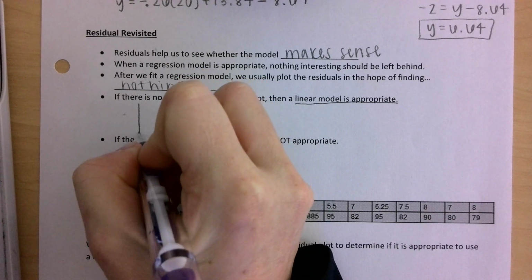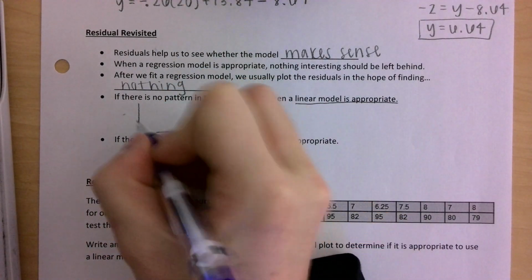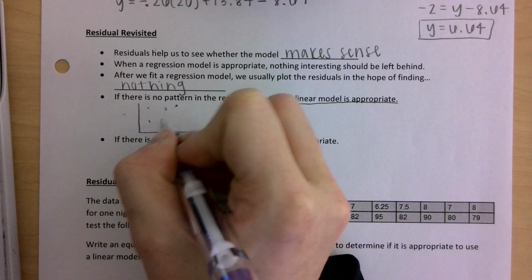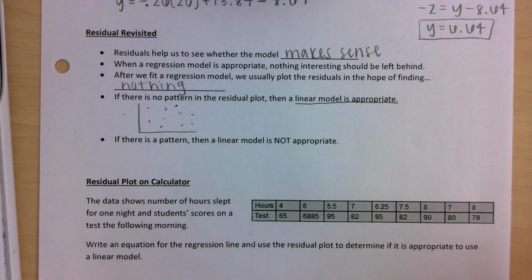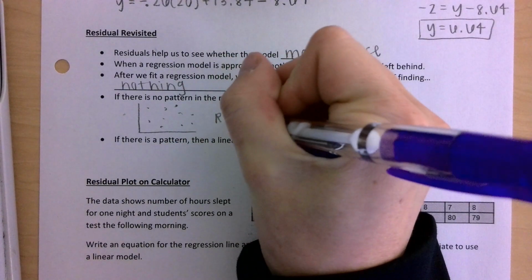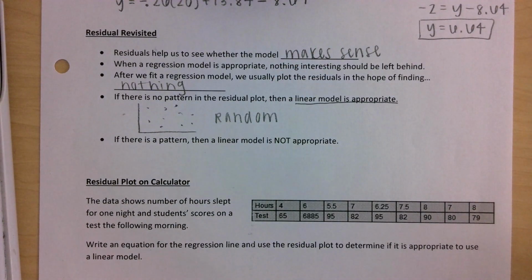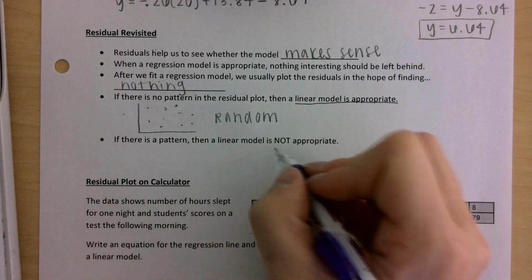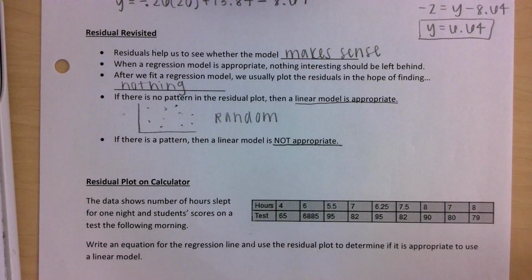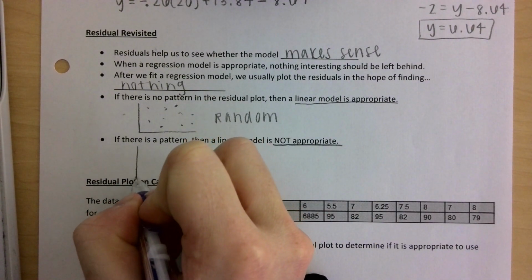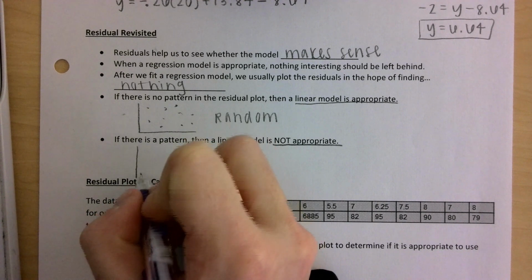For example, you might make a residual plot and you're going to see randomly scattered plots here. We want there to be no pattern. We want the dots to look quite random. If there is a pattern, then it tells us that a linear model is not appropriate. So you have a couple options for patterns.